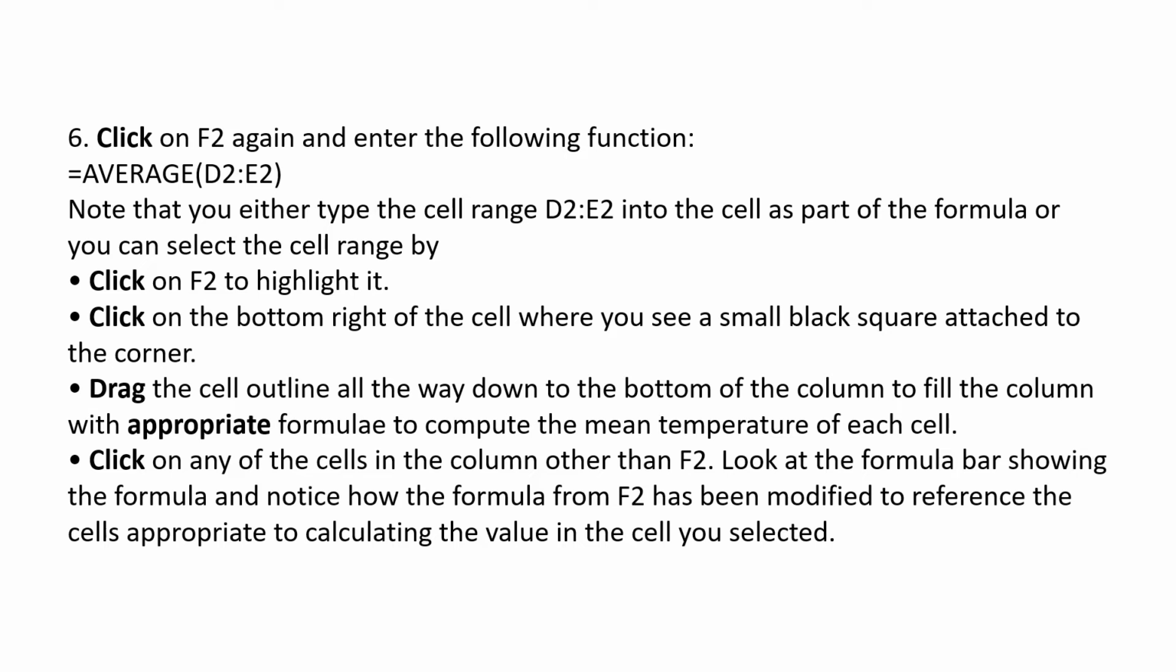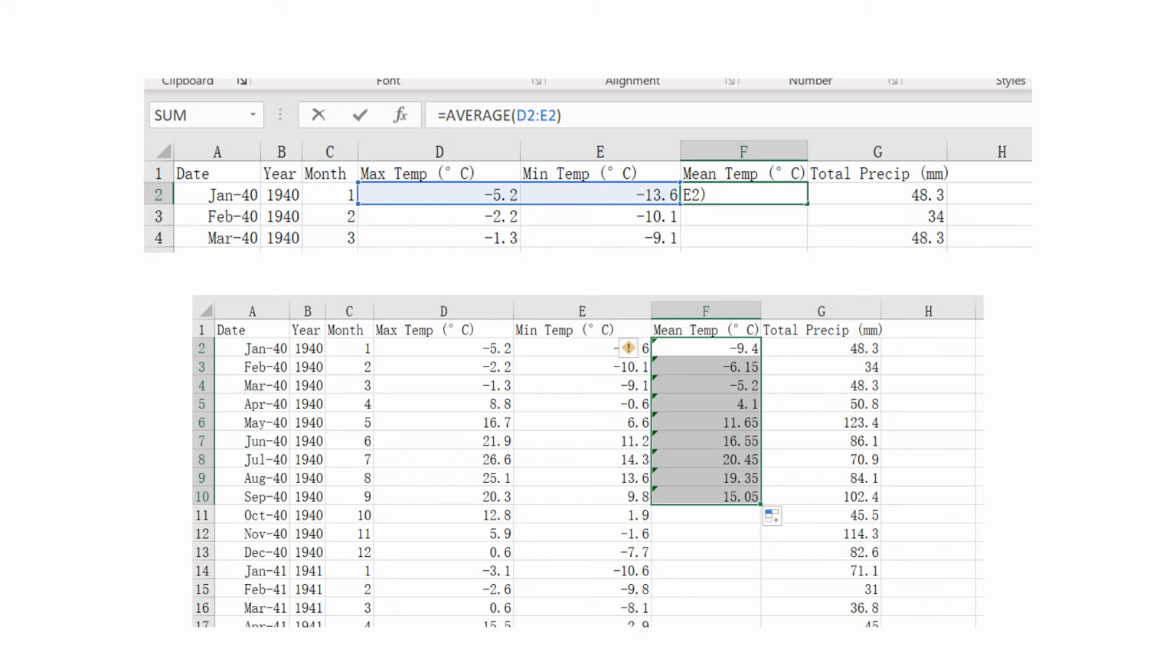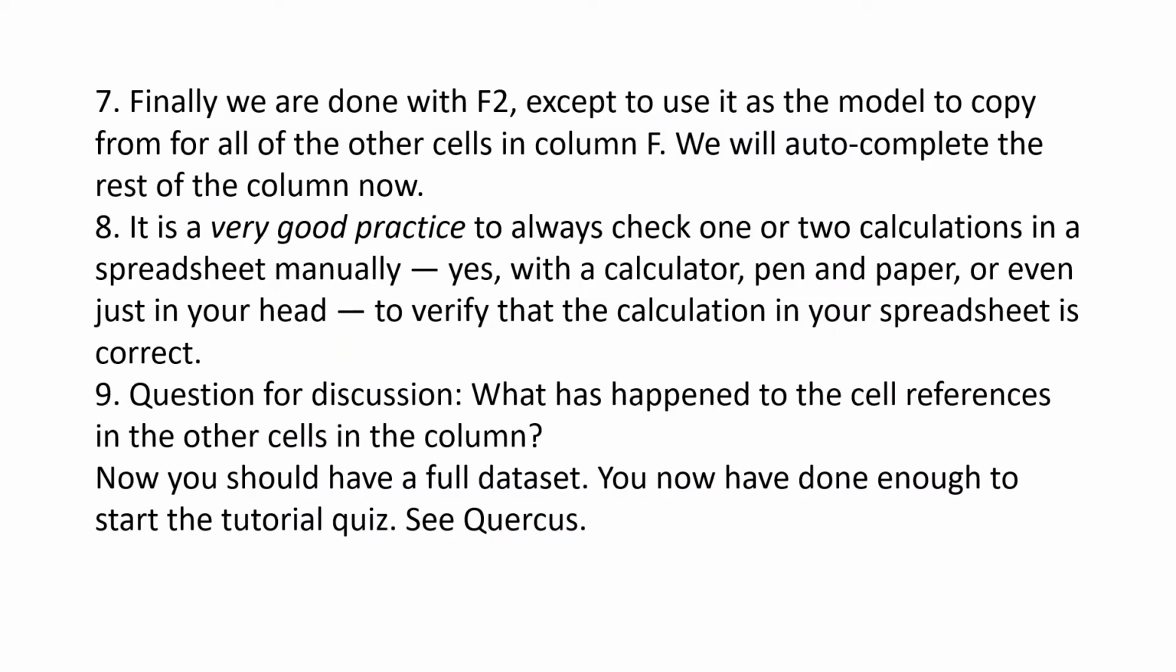Click on any of the cells in the column other than F2. You can look at the formula bar showing the formula, and notice how the formula from F2 has been modified to reference the cells appropriate to calculating the value in the cell you selected. You can click and drag this small black square to compute the mean temperature in these cells. Finally, we are done with F2, and we will auto-complete the rest of the column.